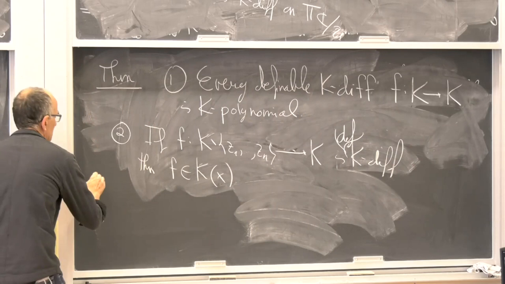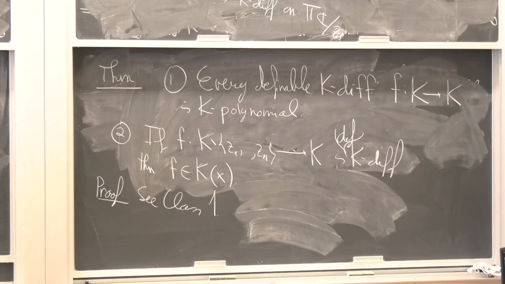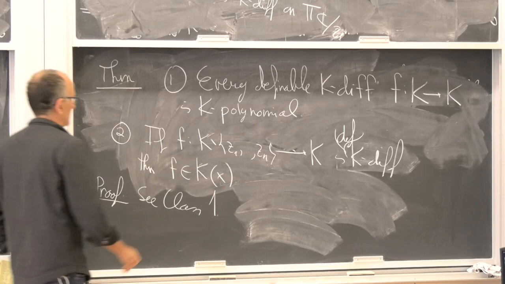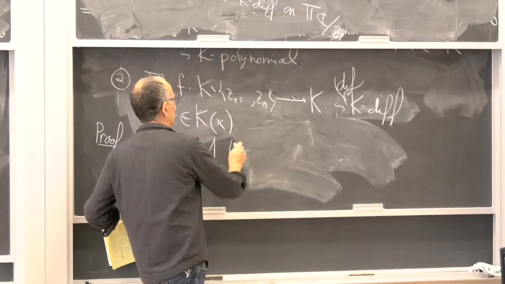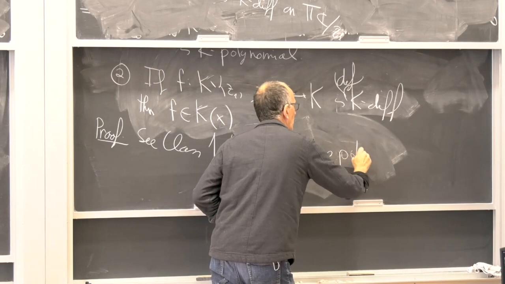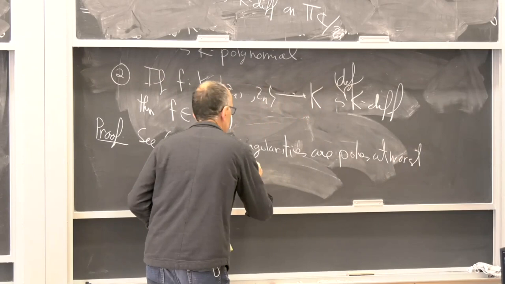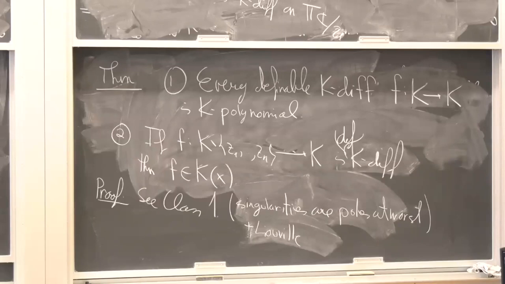And for the proof, just see what I sketched in class one. I did it over C, but all we needed is that there is no essential singularity. Second, Liouville theorem, right? We just use no essential singularity. Well, we didn't have a meaning even for essential singularities. Singularities are poles at worst, let's say, plus Liouville, which we proved in this setting. You just go to infinity, you say that we have also at infinity a pole. You do the usual game. You look at 1 over f, f of 1 over z, and you get a bounded function, and you get a polynomial.